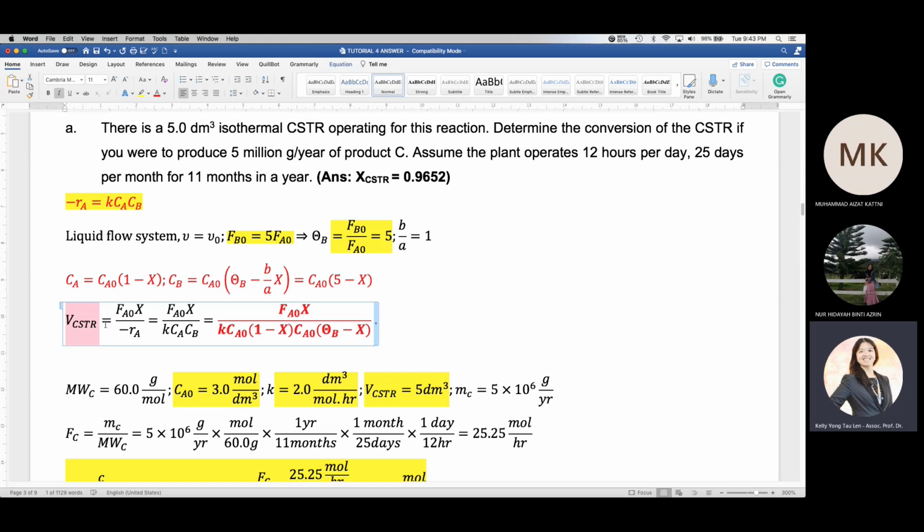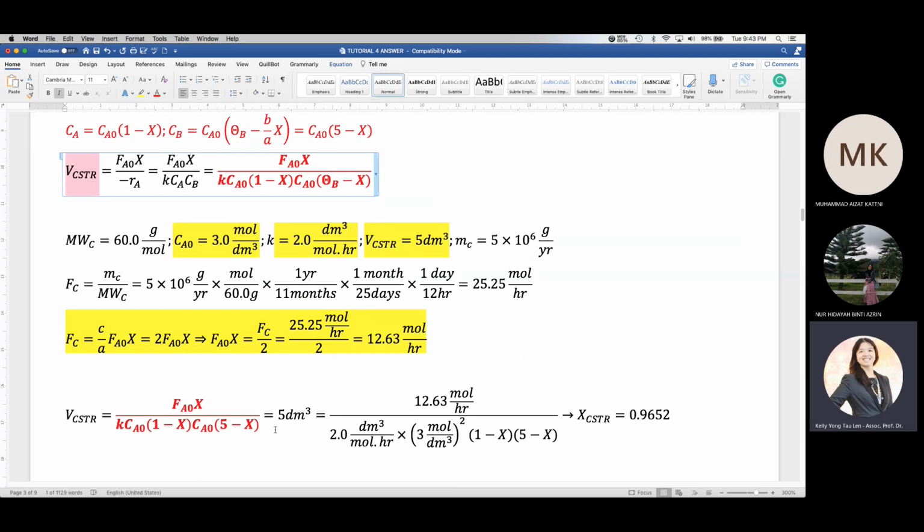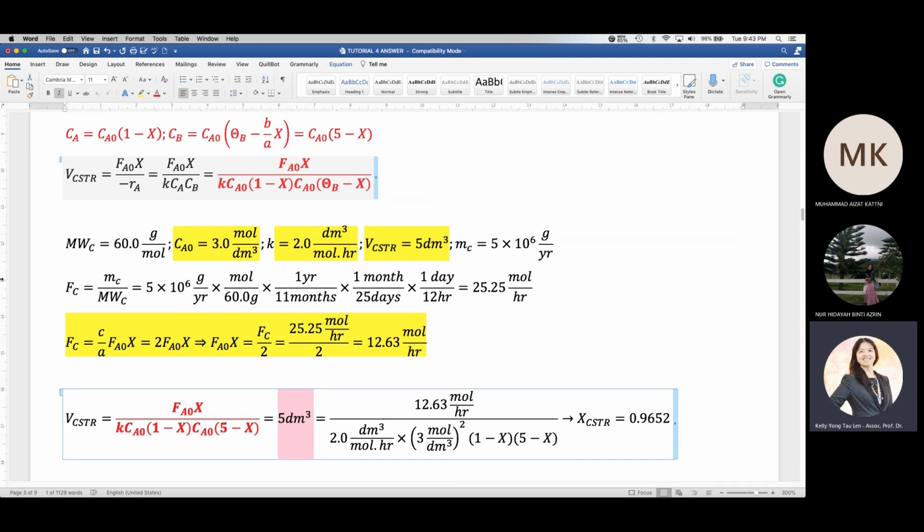Okay, so now you know we want to find the conversion. In this question we are asked to find the conversion. That means the other unknowns, we have to substitute all of them with values, then we can get our conversion. Meaning I have to find my volume, my FA0, my k, my CA0, then I can find my X. Okay, so we do one by one. First of all, volume we already know. My reactor volume is 5 dm cube, given in the question. So volume settled.